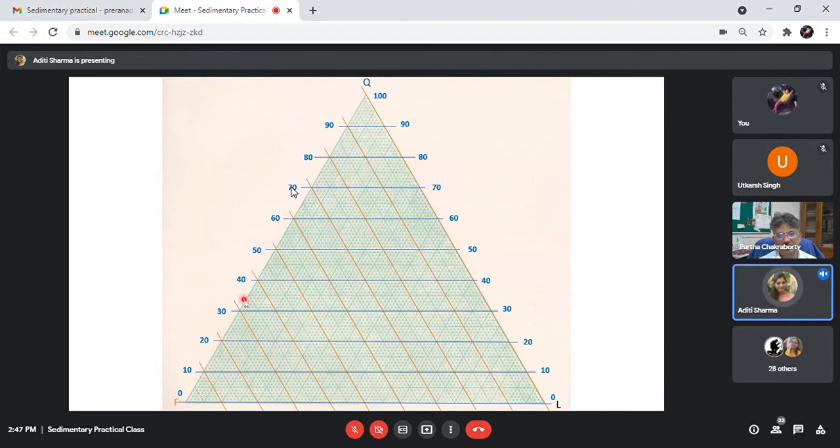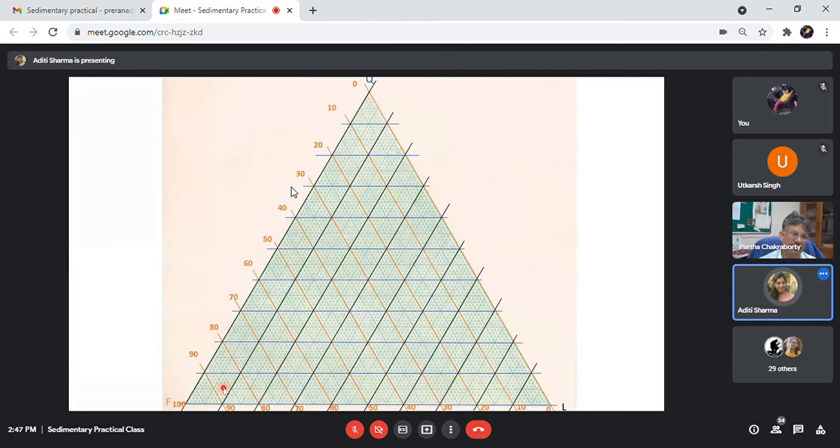For feldspar, you will get two axes, one will be this axis and one will be this axis. Here you will get 90% feldspar, and 90% feldspar here at this point. Similarly, as you go away from this point, this line will be representing 0% feldspar, from here to here. So these two axes will be representing your feldspar content.